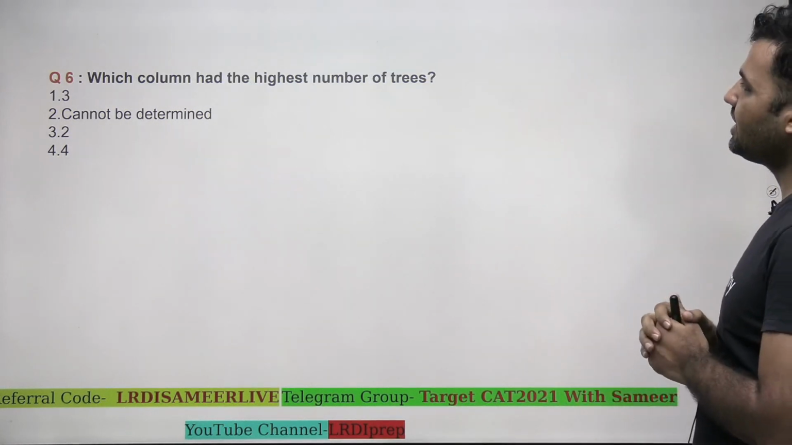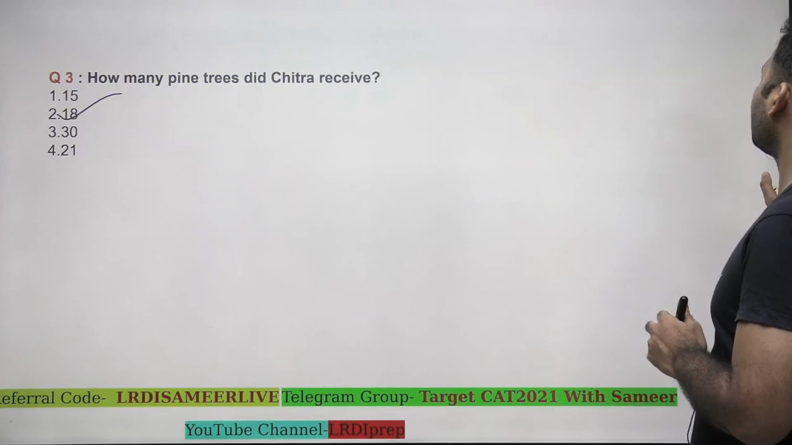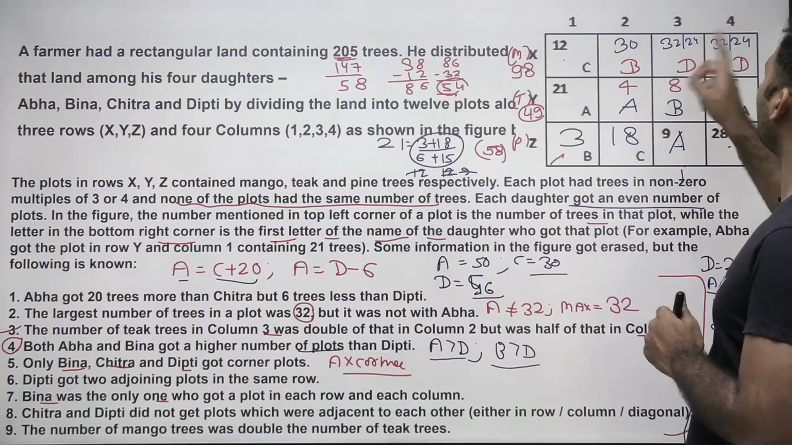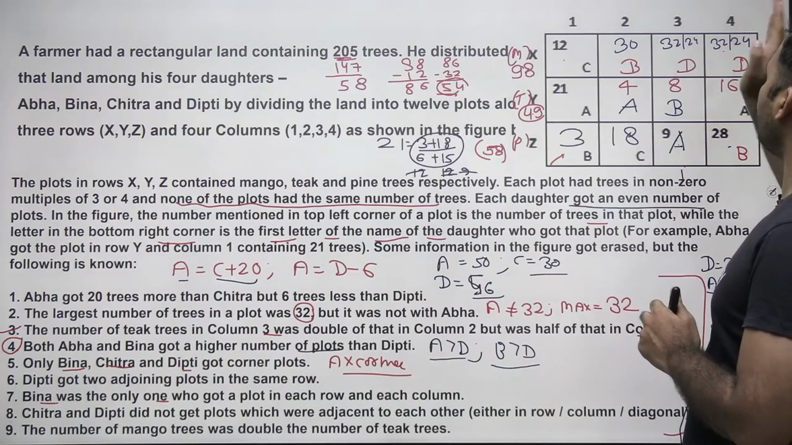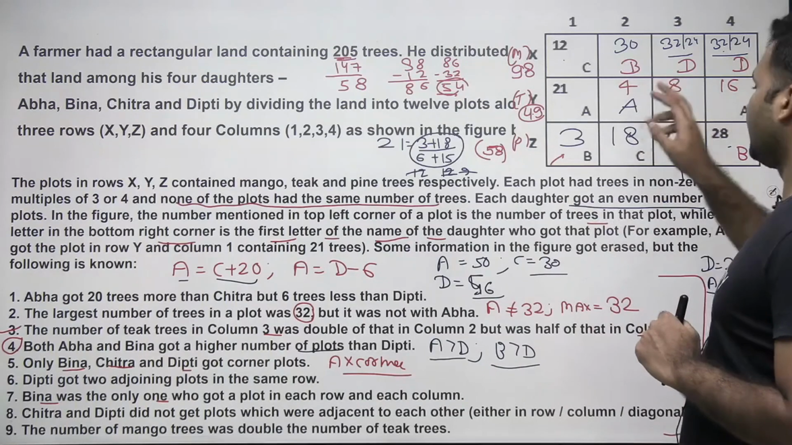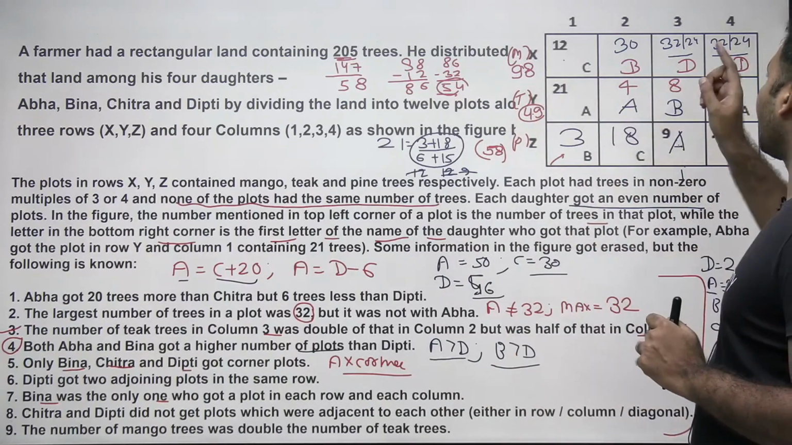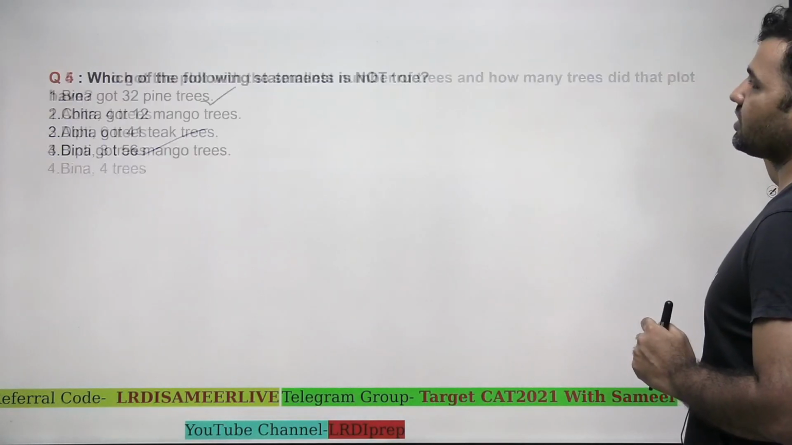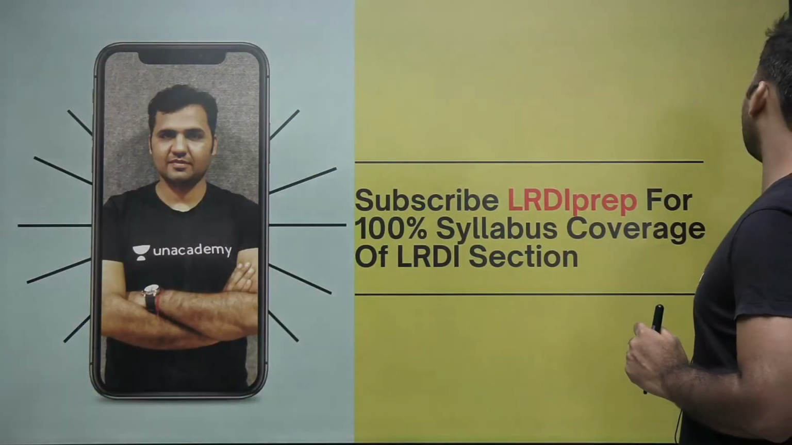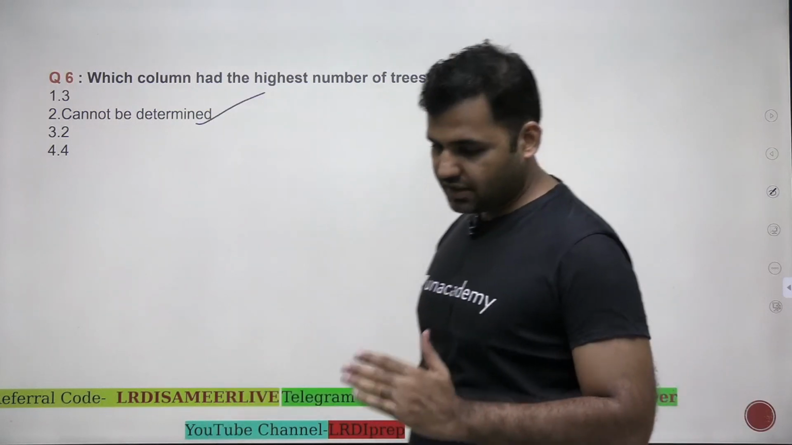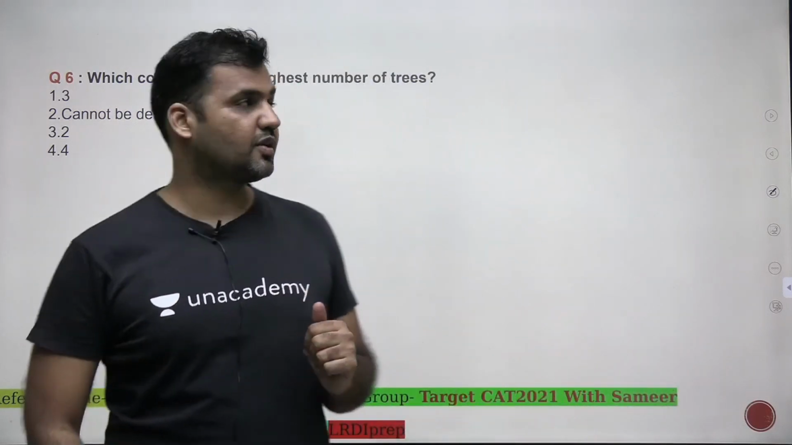Which column had the highest number of trees? The highest number of trees you can see is 32, and we do not know which column this is. Either it can be 3 or it can be 4. At this point of time, we don't have any information which can help us in finding out which of these two cells will be having 32 trees, right? So therefore the answer to this question will be cannot be determined. That is option 2. That's your whole set. It had 6 questions in the CAT exam.